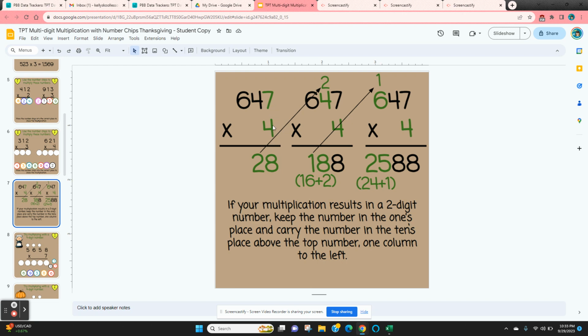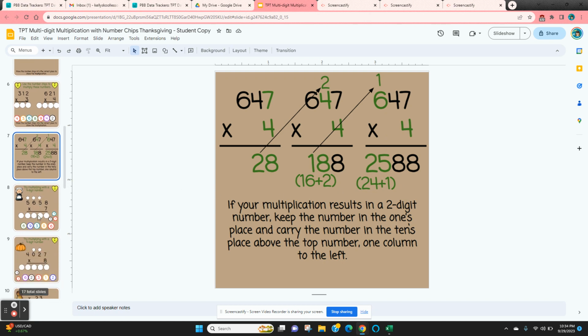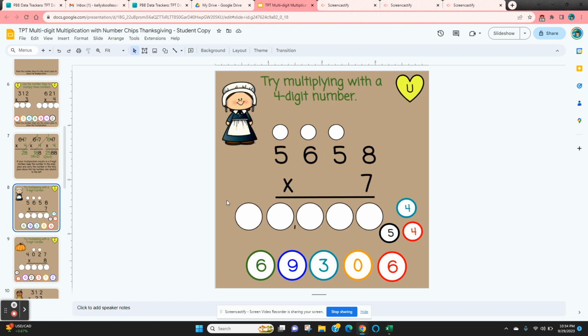So here, if we multiply 4 times 7, we get 28. We want to leave the 8, and then the 2 you move to the next column to the left up above this number. So when you multiply 4 times 4, you're going to get 16, and you add the 2 that you carried. That would give you 18, so we're going to keep the 8, move the 1 over to the next column. 4 times 6 is 24, and then we add that 1 that we carried. So you get 2,588. So students are going to get some practice doing that.